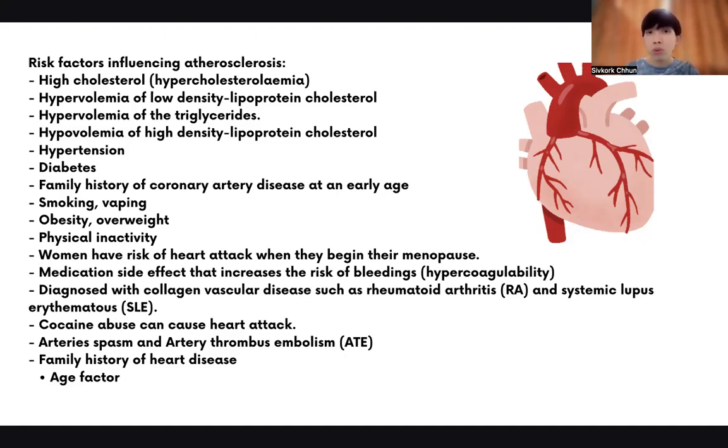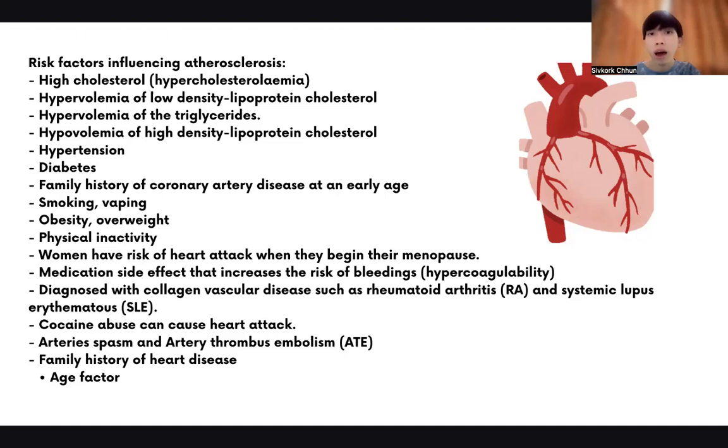So those diagnosed with collagen vascular disease like rheumatoid arthritis, systemic lupus erythematosus. So lupus and rheumatoid arthritis are autoimmune diseases that link to the blood vessels. So diseases that link to the vessels can trigger heart attack easily. Cocaine abuse. So if a person abuses cocaine, it can cause heart attack.